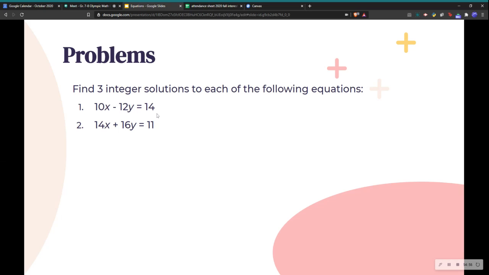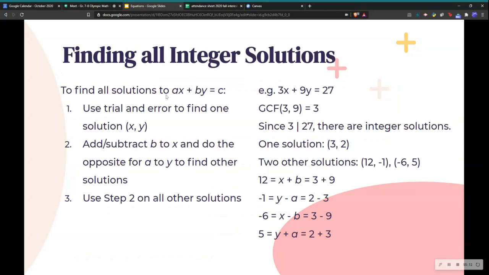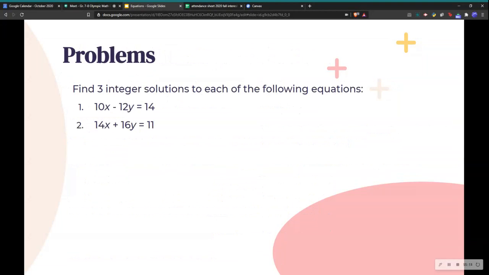Okay, what about question 2? Are there any solutions to question 2? First, figure that out. Someone say yes or no. Remember, we're looking for integer solutions only, and we have to use Bézout's identity to figure that out. Yeah, there isn't. This is a trick question.